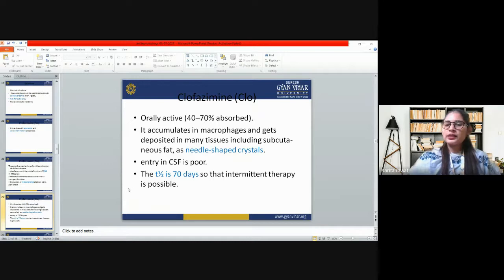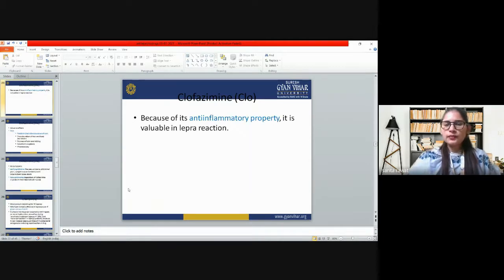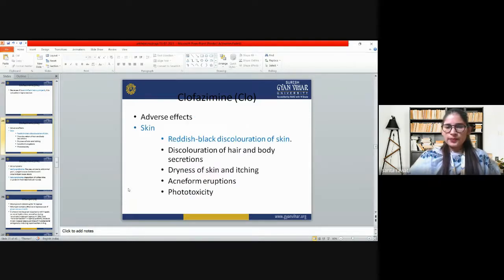So this is the side effect, and it enters the CSF very poorly. The half-life of clofazimine is 70 days, so that intermittent therapy is also possible. Now, clofazimine, because of its anti-inflammatory property, is valuable in lepra reactions.